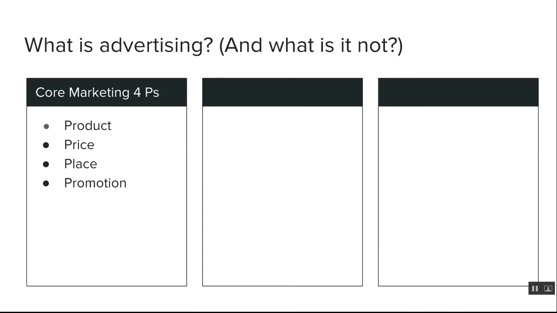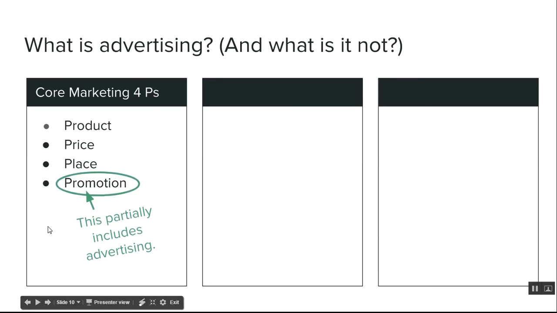And then there's promotion, and that's us. This is where we tell a target audience about the product. So you can see that advertising is part of the promotion process. It's the 4th P. Well, it's part of the 4th P anyway.